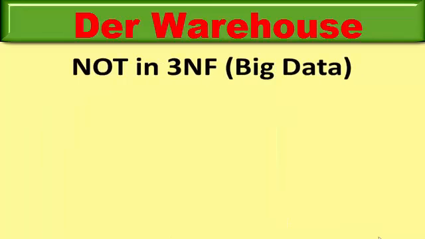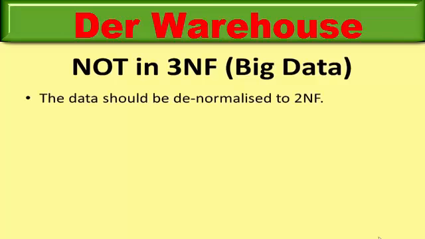So, let's start at the beginning. Data warehousing is not in third normal form, hence its nickname, Big Data, because anything that's not normalized will also be much bigger than a fully normalized database. The database should be denormalized in a particular way into second normal form. We're going to look at how that works in general in a few slides further on.